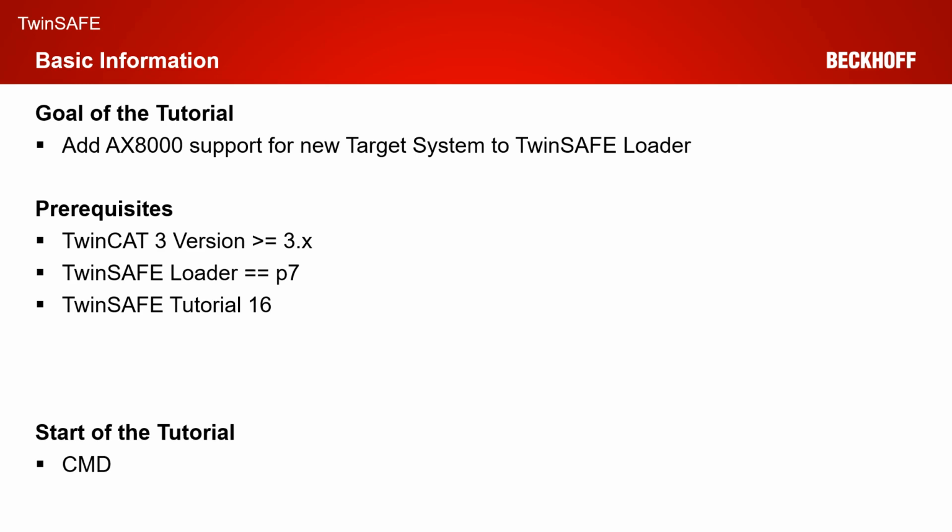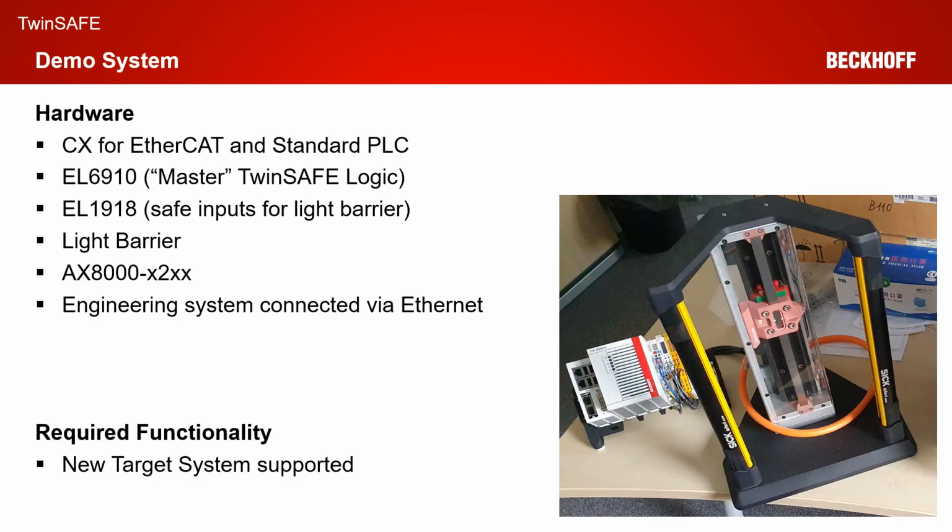The start of our tutorial today is directly the command line. Our demo system consists of a CX for the EtherCAT communication and the standard PLC. We have an EL6910 as master TwinSAFE logic. We have the EL1918 with a connected light barrier and an AX8000 in the X2XX safe motion version, and our engineering system is connected via Ethernet to our target system. As already mentioned, the required functionality for today is we want a new target system supported by the TwinSAFE Loader. So now we can directly go over to our live demonstration.